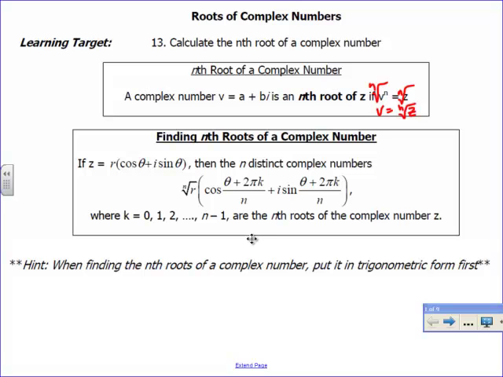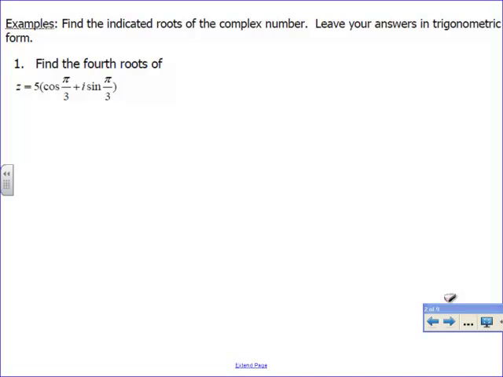So let's say you have the 6th root. You're going to use k as 0, 1, 2, 3, 4, and 5. Notice that since you're starting with 0, if you go to the 6th root, you should have 6 answers. So 0, 1, 2, 3, 4, 5 is actually the 6 answers that you need for the 6th root. One little hint for you: when you're finding the nth roots, you need to make sure it's in trig form first. This formula is all about the trig form, just like de Moivre's theorem was. So if we have a complex number given in standard form, we're going to have to convert it before we do anything else.